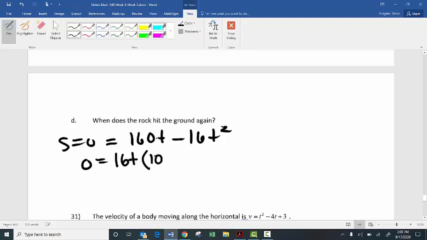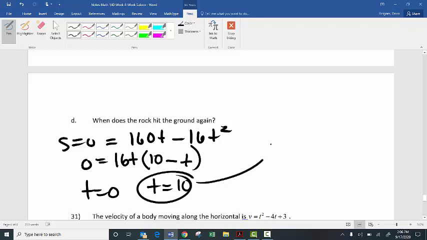So you have 10 minus t left. One of the times is 0. That's when it starts, so of course it's on the ground when it starts. And then the other t is 10. So when does the rock hit the ground again? At time t equals 10. All right, next one.